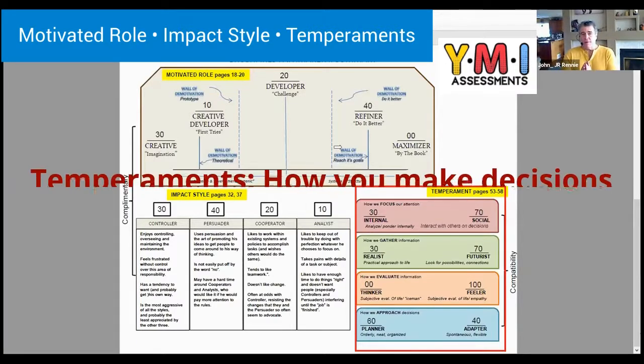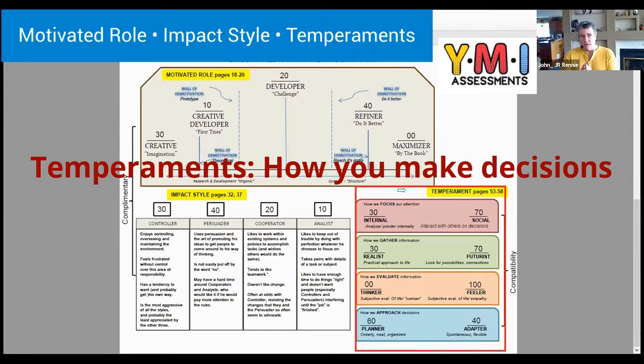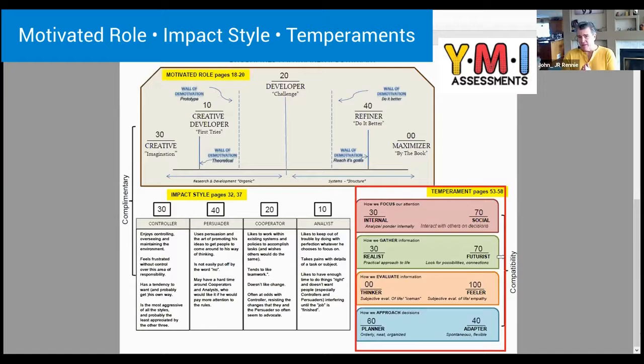Temperaments are different than motivated role and impact style in that these are what we refer to as compatibility design elements. The reason why they're labeled that way is that when you run into a person that has designs similar to yours, you get the way they think. It's typically the people that you choose to have in your life, significant others, friends, people that you choose to bring into your life, oftentimes have similar designs as you do. So feelers love to be around feelers. Futurists love to be around other futurists.